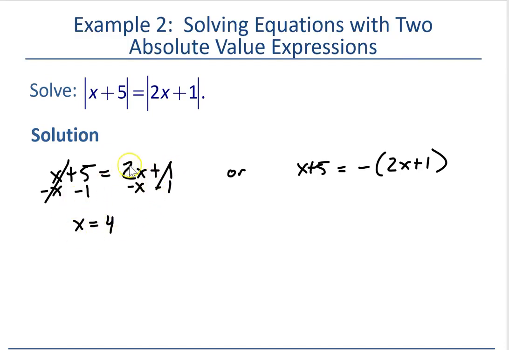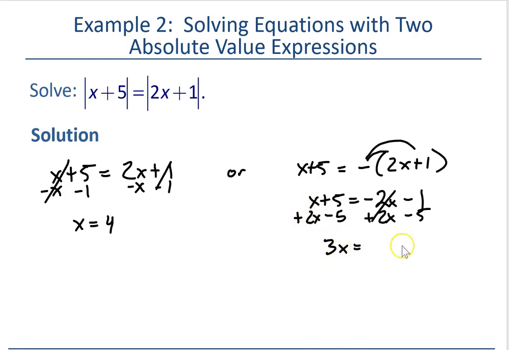Because notice here, these canceled out. Got 2 minus 1, that's going to be an x. Then 5 minus 1, that's 4. Over here, I'm going to have to distribute this negative. So now I have x plus 5 is equal to negative 2x minus 1. Well, now we can continue solving like normal. I'm going to add 2x here, add 2x there. These guys are going to cancel. I'm going to subtract 5 here, subtract 5 from there. Well, that's going to give me 3x is equal to negative 6. Divide off the 3, and I get x is equal to negative 2.